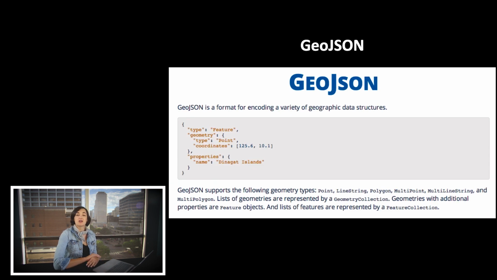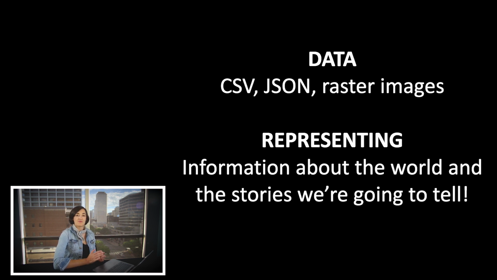The third type of geographic data you might see is a GeoJSON. This is used with mostly digital maps. It's kind of a more digital map format. It encodes a variety of different geographic data structures into one file. You could have points and lines in one file. Those are shapefiles.